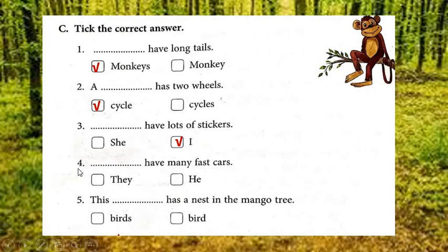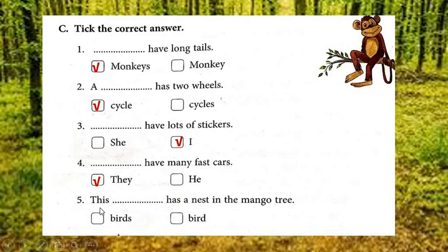Okay, children? Number 4. See, there is a blank. How many fast cars? So, it is have. It will not be with one pronoun, no, he. It will be many. So, what will be the answer here in number 4? They have many fast cars.